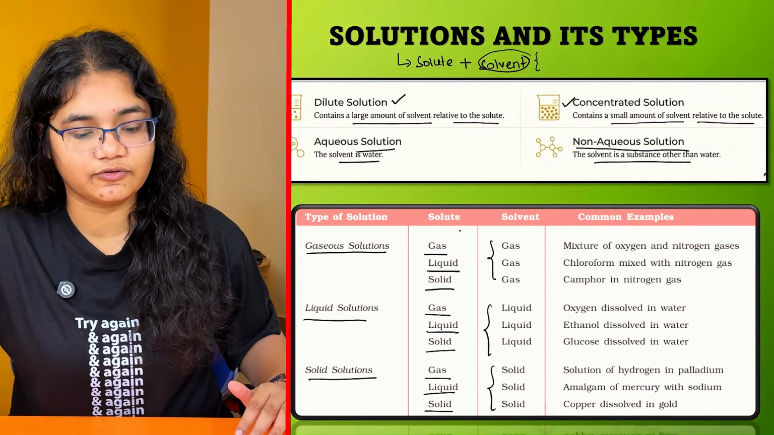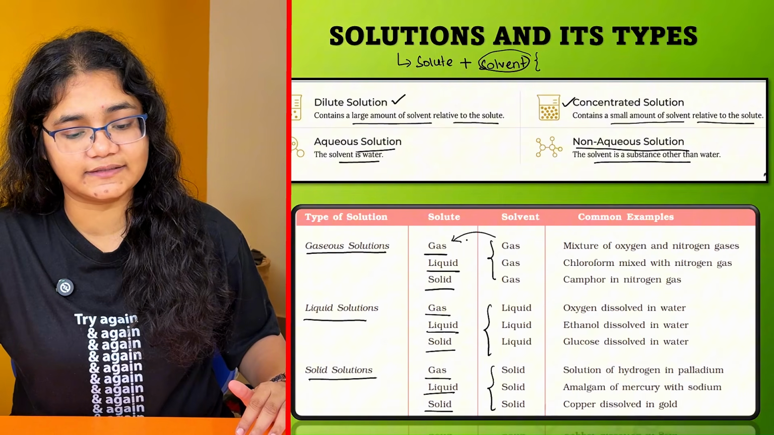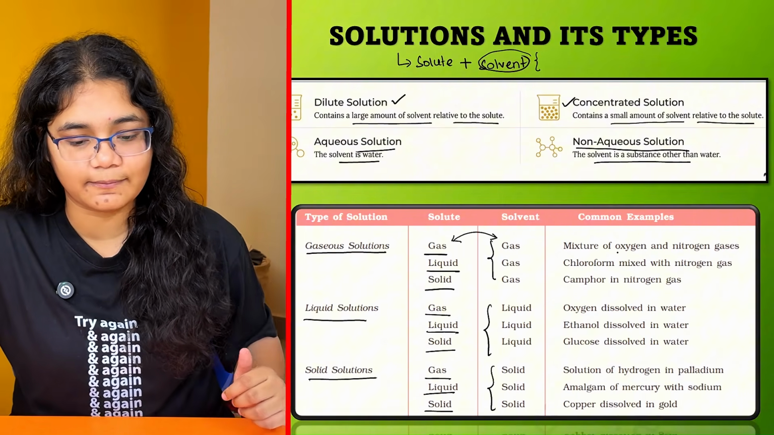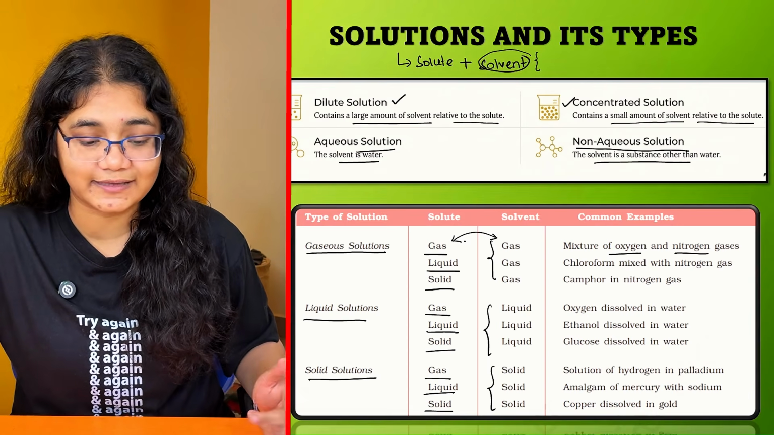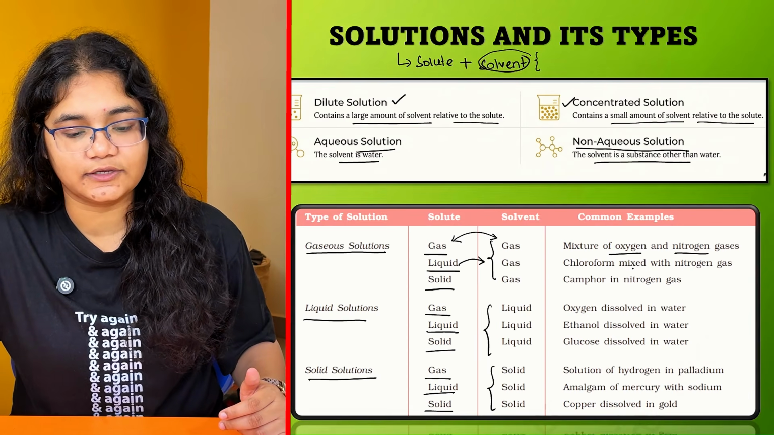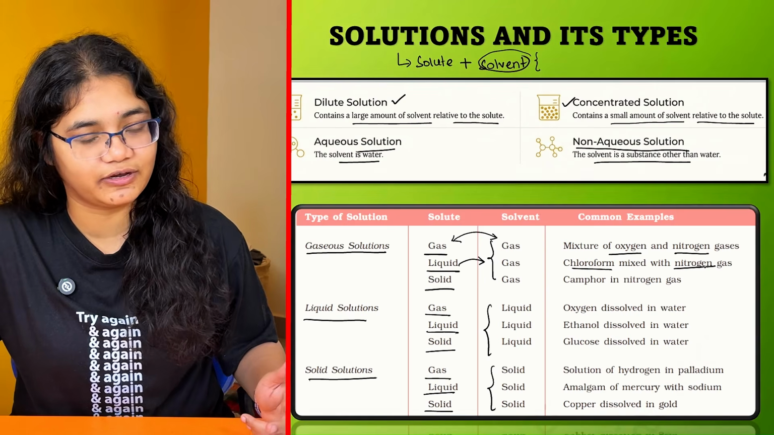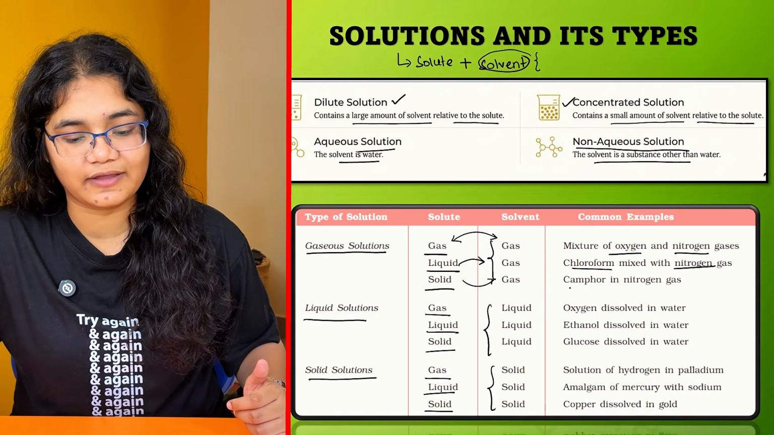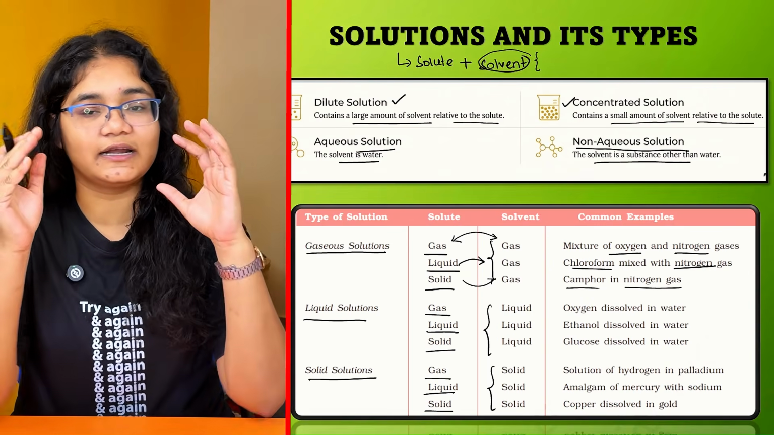Now if you see here, first of all, if I am having an example of gas in gas, it means solute is also gas, solvent is also gas. Example, a mixture of oxygen and nitrogen gas. If you have liquid in a gas, you can have chloroform mixed with nitrogen gas. Then you have solid in gas. You can have camphor in nitrogen gas. So these are different examples.